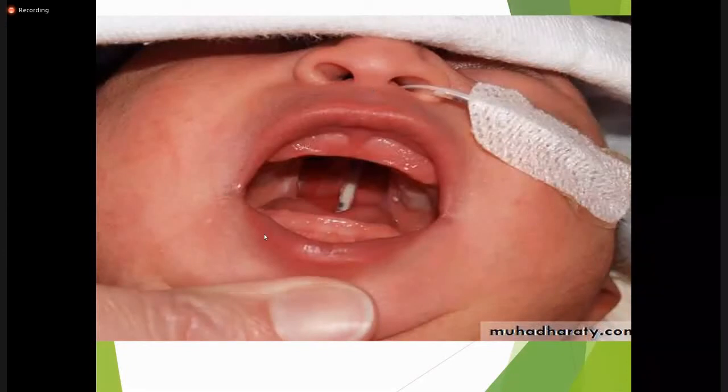So it's a very difficult situation, and the child may go into recurrent aspiration and aspiration pneumonias. So meanwhile, if the surgery is not possible, we have some specialized bottles which can be used.